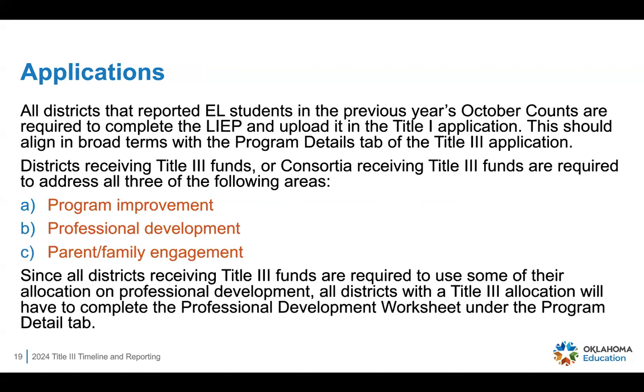All districts that reported EL students in the previous year's October counts are required to complete the LIEP and upload it to the Title I application. This should align in broad terms with the Program Details tab of the Title III application. Districts receiving Title III funds or consortia receiving Title III funds are required to address all three of the following areas: program improvement, professional development, and parent-family engagement. Since all districts receiving Title III funds are required to use some of their allocation on professional development, all districts with a Title III allocation will have to complete the professional development worksheet under the Program Detail tab.